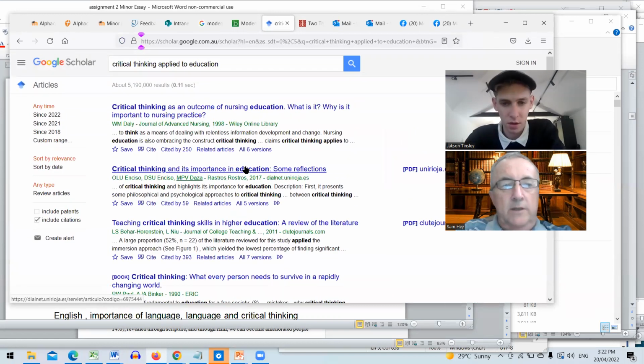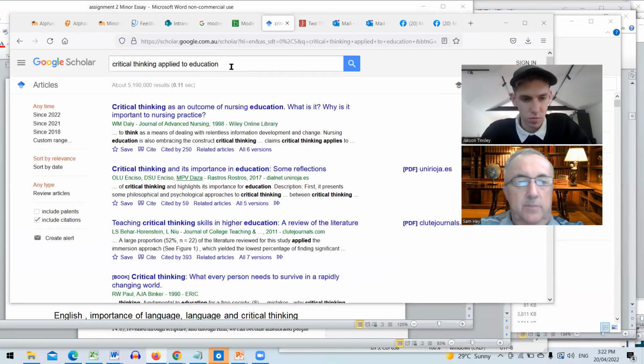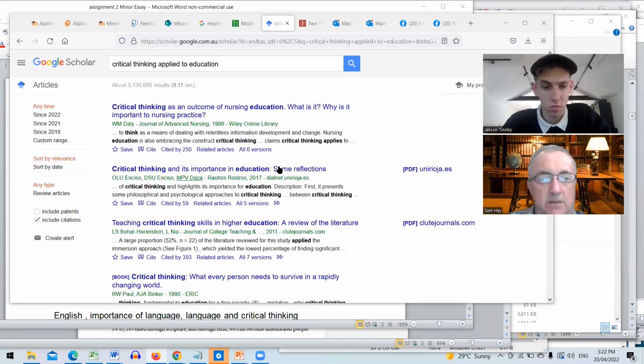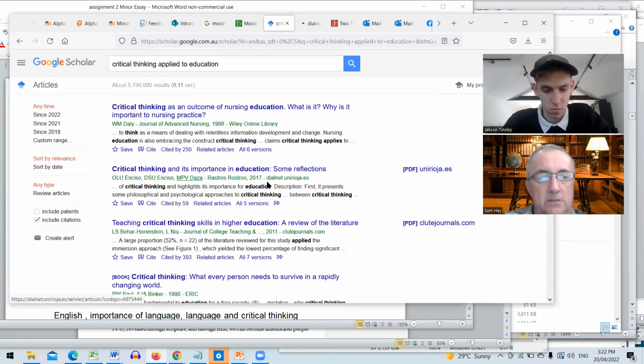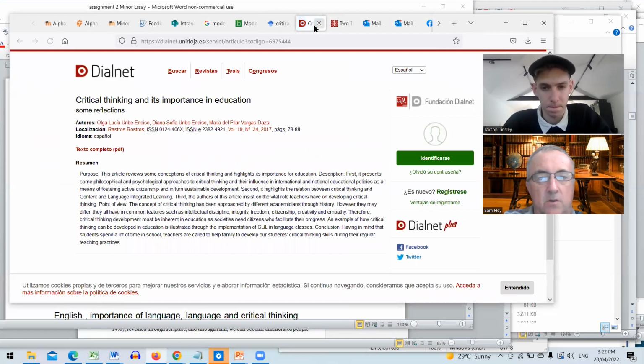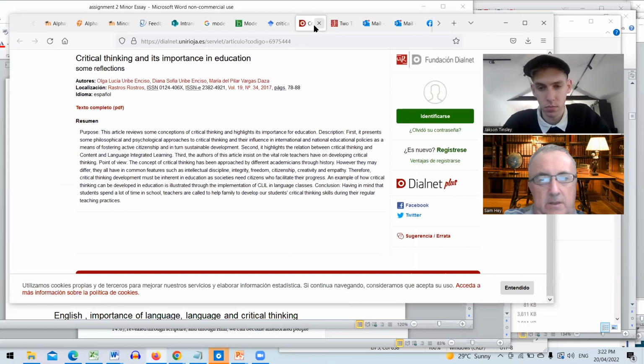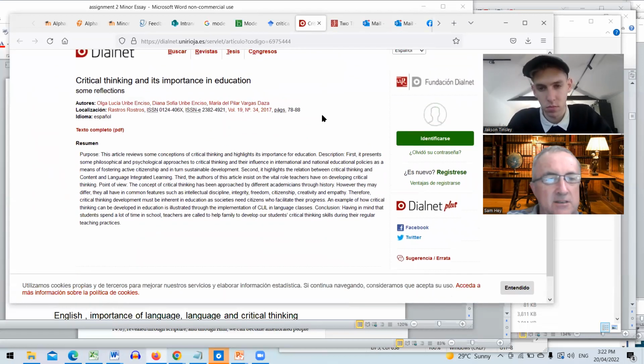Certainly one way to get scholars fairly quickly is to go to somewhere like Google Scholar and put in critical thinking applied to education. Then on the right-hand side, you can see those that you've got access to. So here's a scholarly article, 2017. We look to make sure it's a scholarly article. It might be written in Spanish, which is going to make it more difficult.